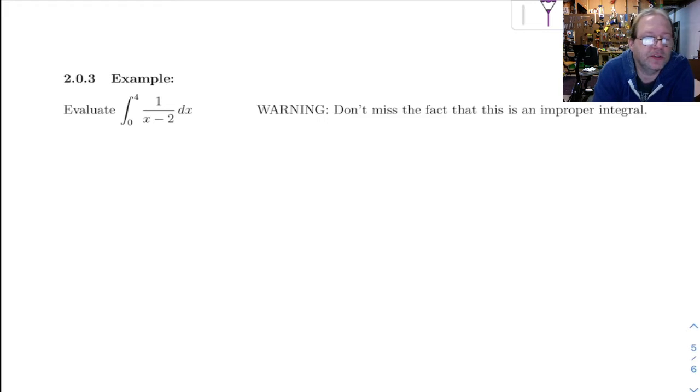Okay, last example in this section. We've got this integral here, and it's the integral from 0 to 4 of 1 over x minus 2 dx. And there's a warning here. Don't miss the fact that this is an improper integral.